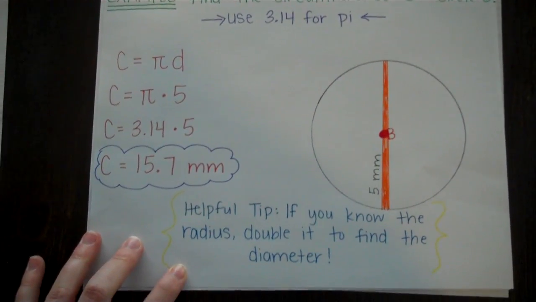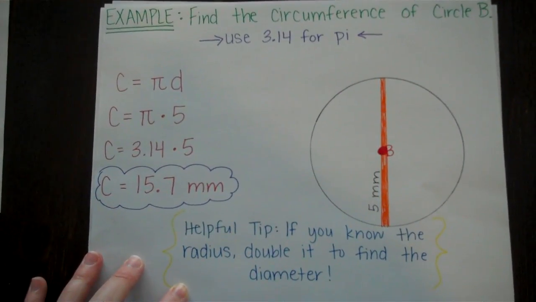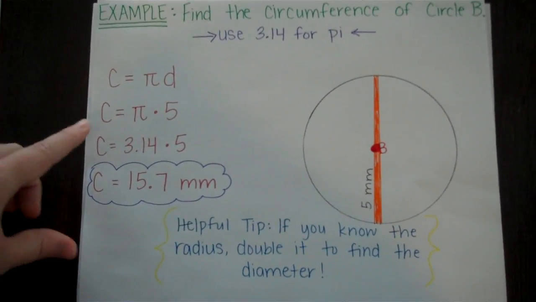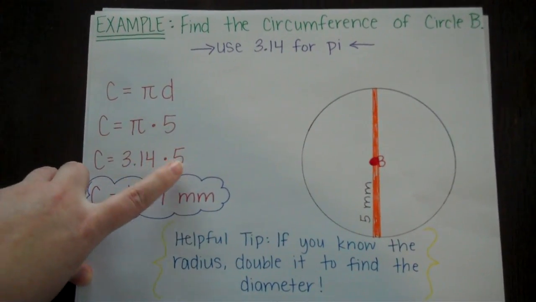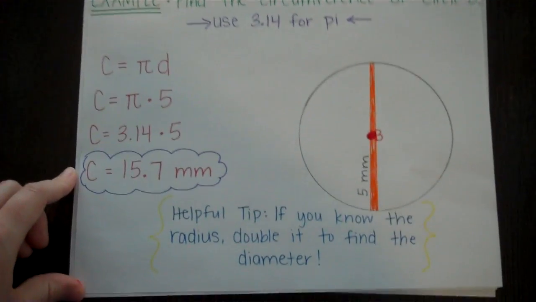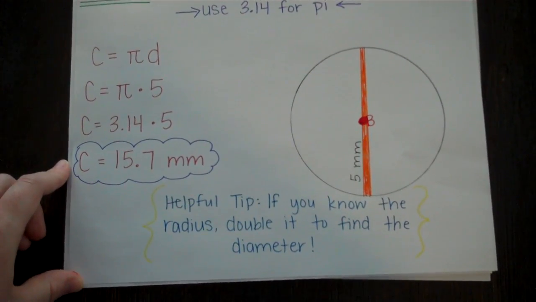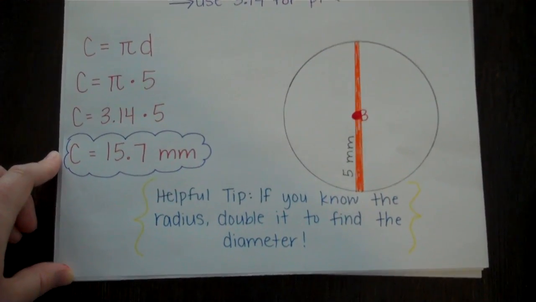Here's a helpful tip. If you know the radius, double it to find the diameter. Next, we're going to write 3.14 instead of the pi symbol and multiply it by 5. Then we simplify, so the circumference is 15.7 millimeters.